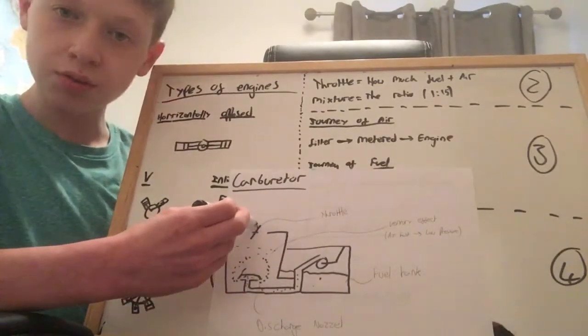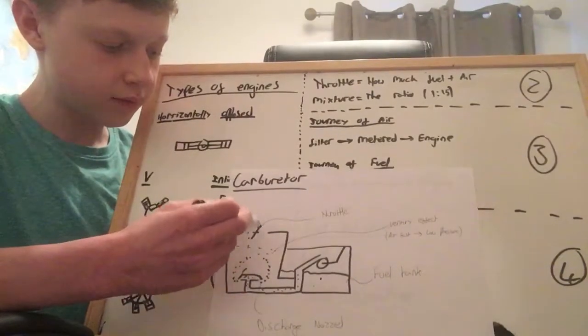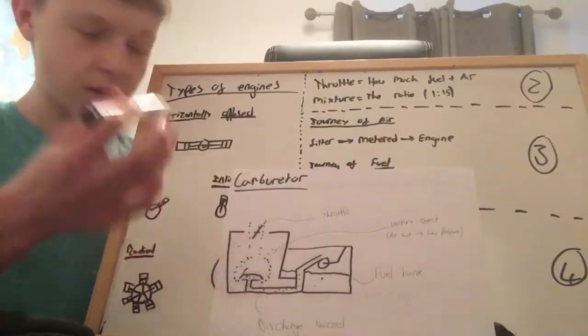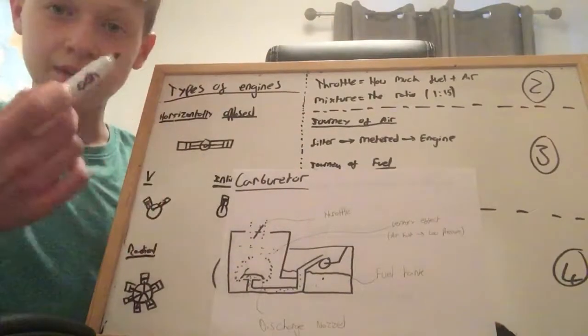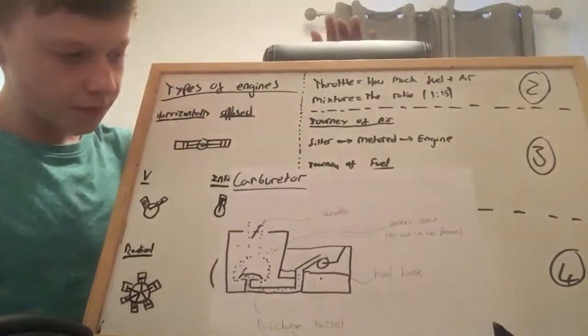And then this here is the throttle. This just allows either a lot of air and a lot of fuel out, or a little amount of fuel, depending if it's open or fully closed.